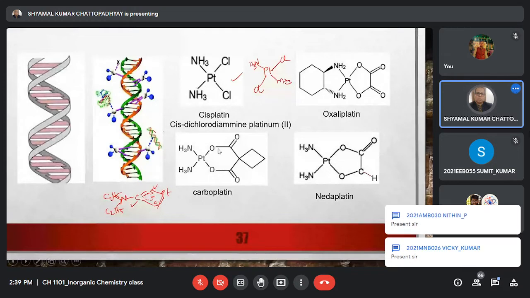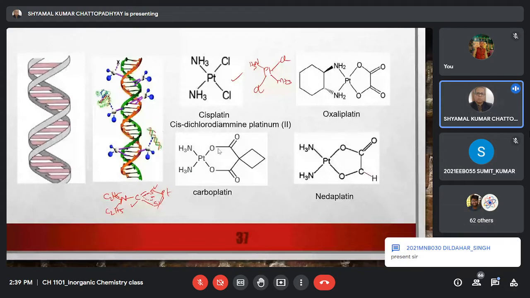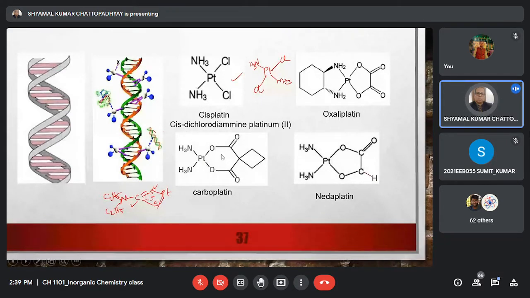On the other hand, the activity of carboplatin is somewhat lower than cisplatin. That means in terms of anti-cancer activity, its ability to kill cancer cells, carboplatin is slightly less effective than cisplatin, but it is preferable because it is better tolerated by the body. Its toxicity is less. So the first metal complex used as an anti-cancer agent is cisplatin, and the next generation was carboplatin.